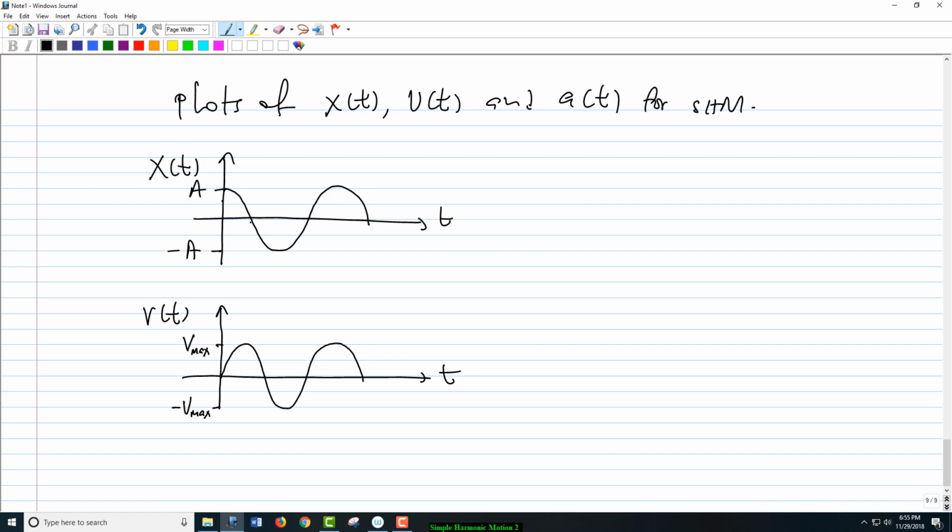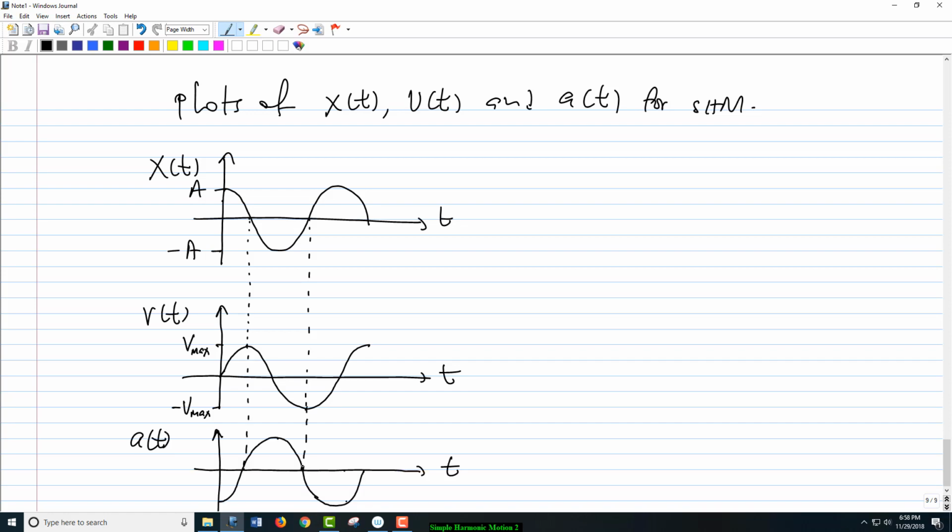And you can see that the maximum velocity occurs when the displacement is at the zero position. Redraw it to scale if you like. And then we can also draw the acceleration. So let's do a of t. So this is your a max, and this is minus a max. So those are your graphs for displacement, velocity, and acceleration for an object in simple harmonic motion.